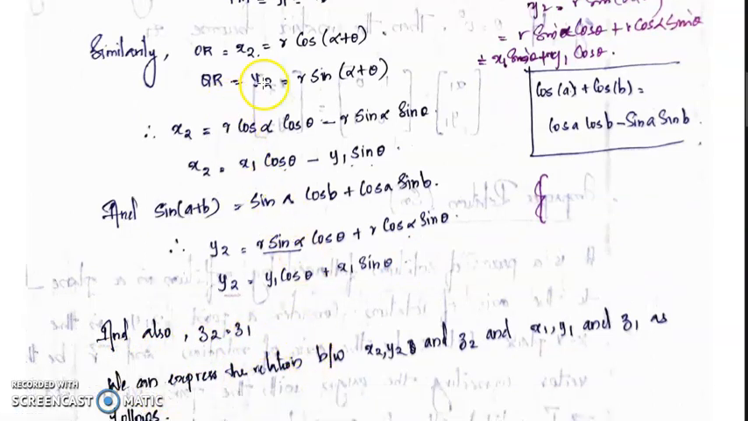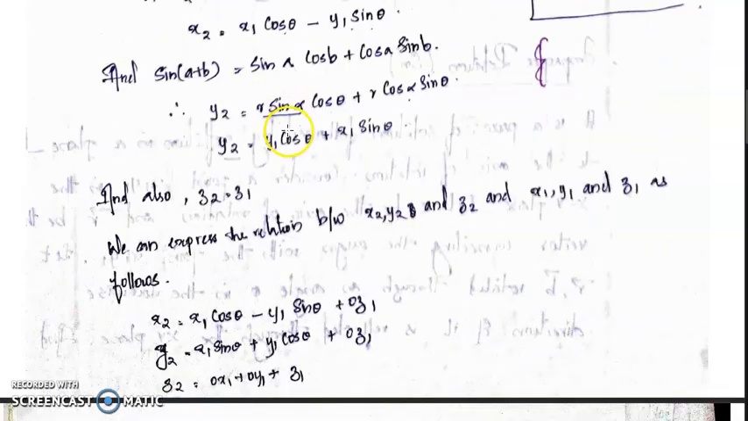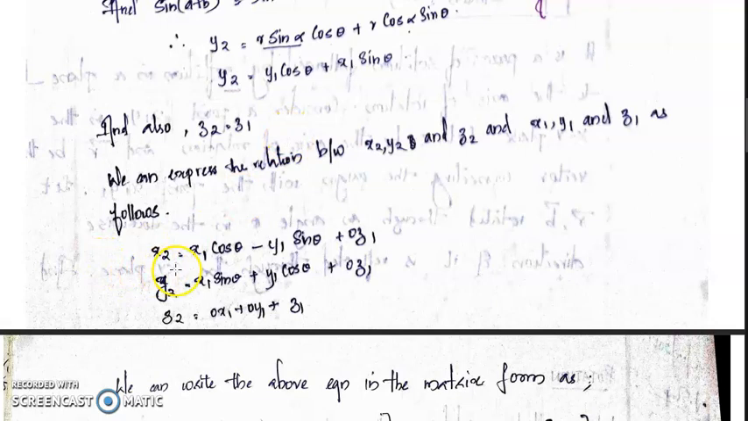Now we have got the coordinates x1, x2 and y1, y2. So we can write that x2 is equal to x1 cos theta minus y1 sin theta plus 0 z1.